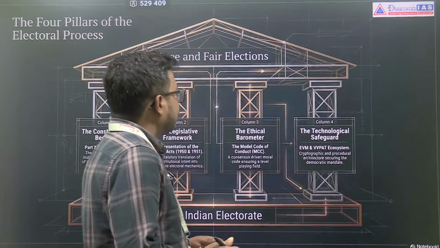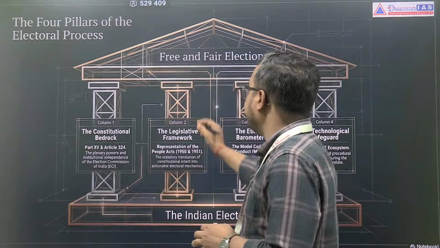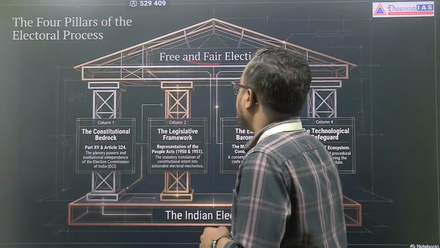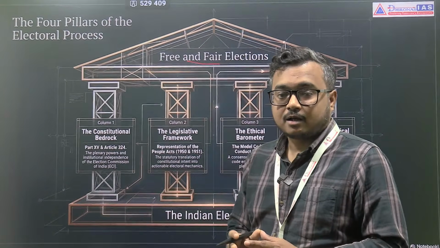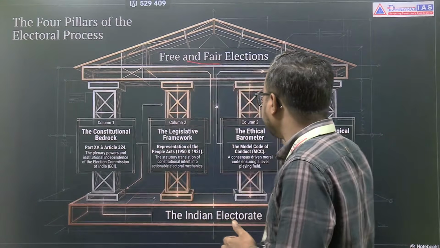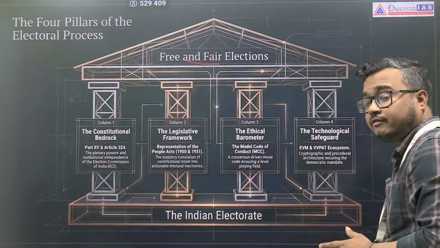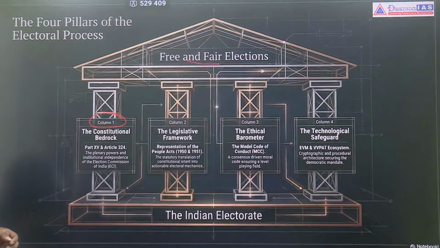At the very beginning, we have to understand that free and fair elections are a basic structure of the Indian Constitution. To ensure free and fair elections, we have different safeguards, different pillars, different columns.